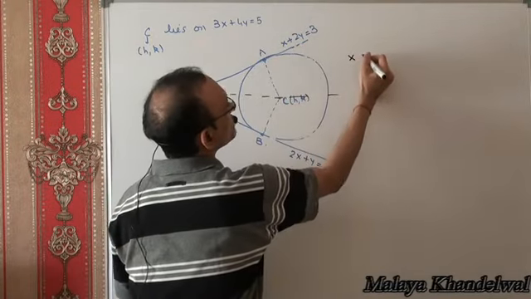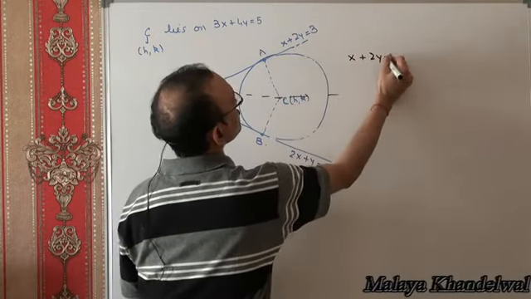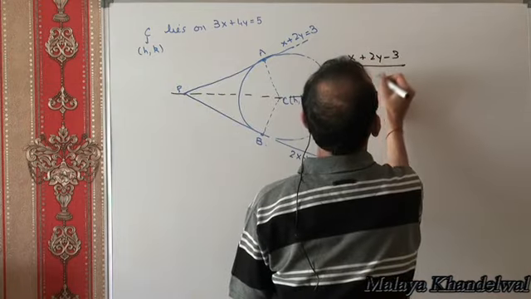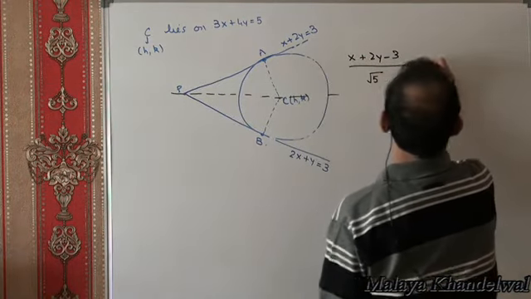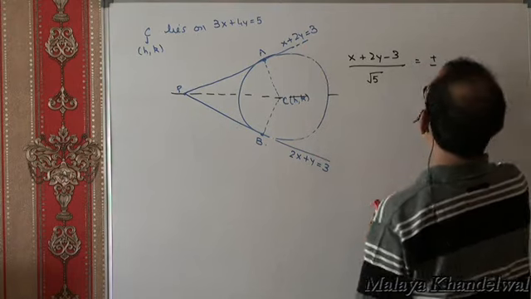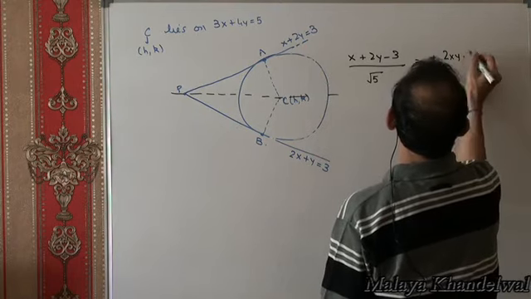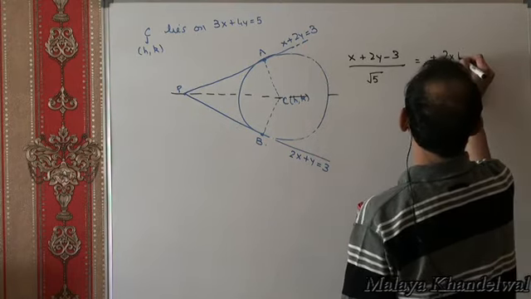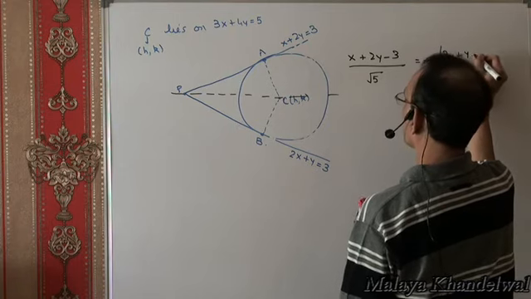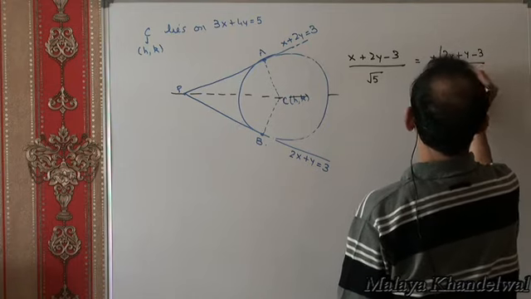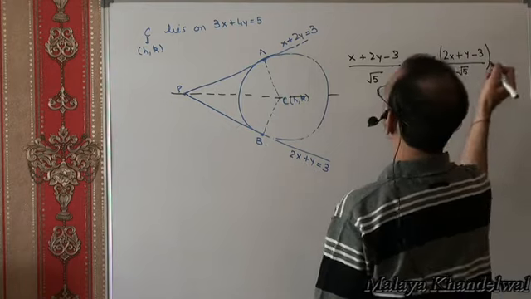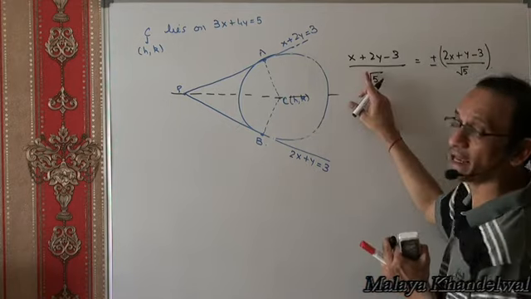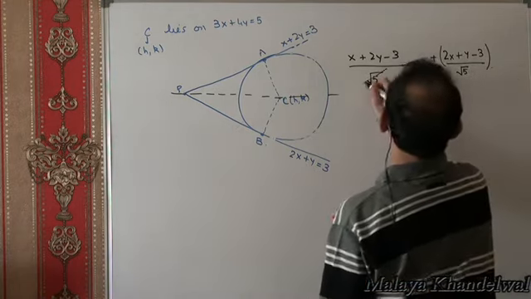So between these two lines, how does one find the angle bisector? x plus 2y minus 3 divided by root 5 equal to plus minus 2x plus y minus 3 divided by root 5, right? So the center C must lie on any one of the two lines. Let's obtain the two lines.